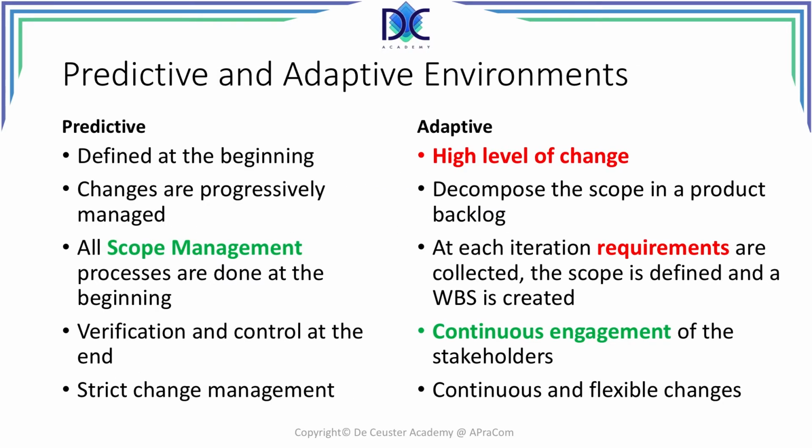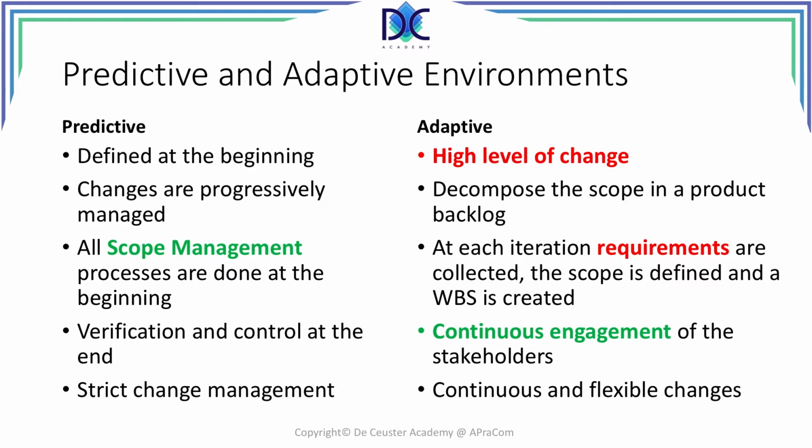When we consider a predictive and an adaptive environment, we have to see what the differences are between those two. A predictive environment is characterized by a scope definition at the beginning of the project. Changes are progressively managed, and all scope management processes are done at the beginning of the project. Verification and control of the deliverables is done at the end, and there is a very strict change management to be sure that the project is manageable.